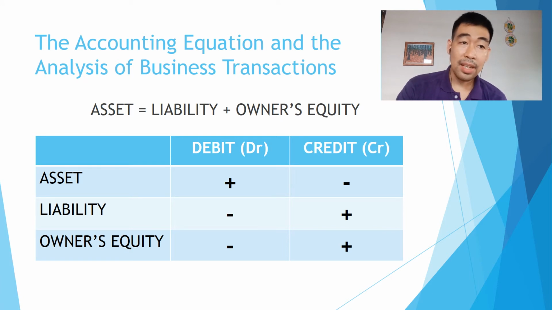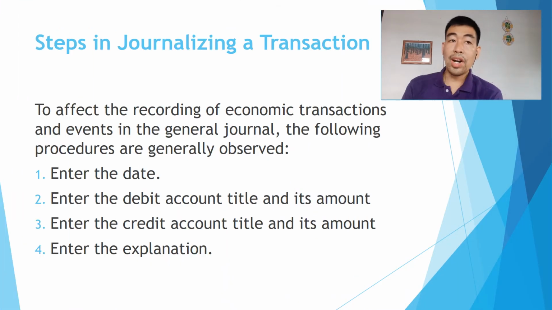For liabilities, if there's a decrease, we record that on the debit side, while if there's an increase, we record that on the credit side. The same is true with owner's equity. Remember, the negative sign means decrease and the positive sign means increase. So your record should have at least one debit and one credit depending on the nature of the transactions that you analyze.